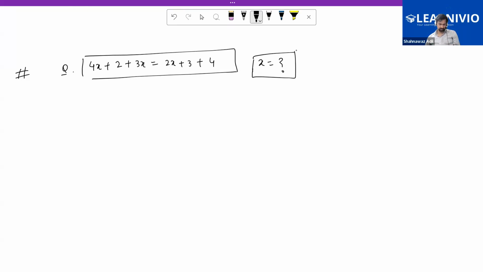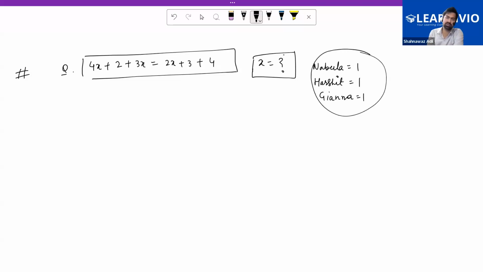Equal to 1. Yes, 1. Okay, and what about Harshit? I'm also getting 1. Harshit is also getting 1. And what about you, Gianna? How much are you getting? Even I'm getting 1. So everybody is agreeing to this answer. This is the majority. So yes, this should be 1, right?